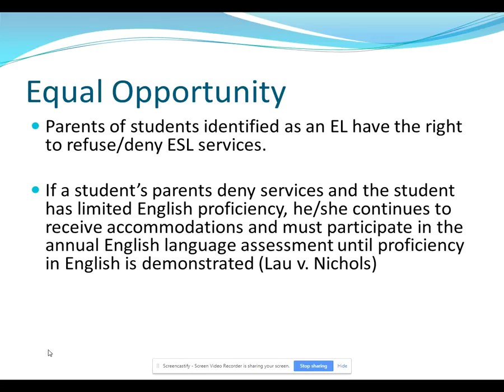Also, even though a parent refused services, their child still must participate in the English language assessment given annually until they have demonstrated proficiency in English. So a refusal of services is not a refusal of assessment. The student still has to continue to participate in the English language proficiency assessment.